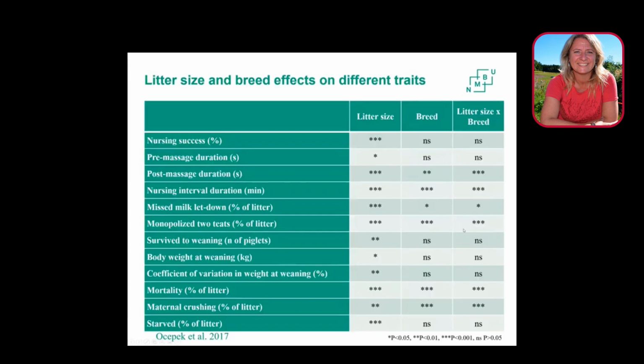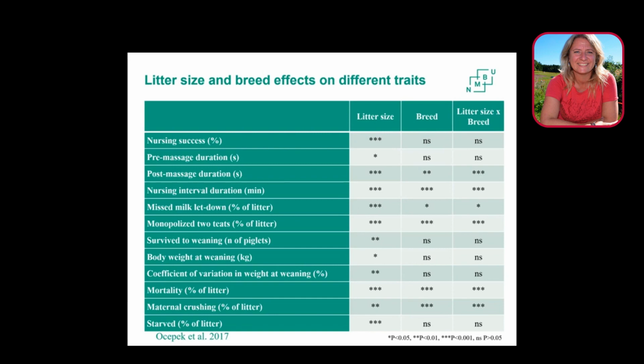If we look at this main experiment, where we looked at those 3 breeds, we see that litter size, irrespective of breed, affects most measured parameters. Nursing success declines with increasing litter size. Piglets spend more time pre-massaging and post-massaging to ensure future milk production. The intervals between nursings decline, and piglets tend to monopolize 2 teats more, the upper and lower row. So that also increases the competition.